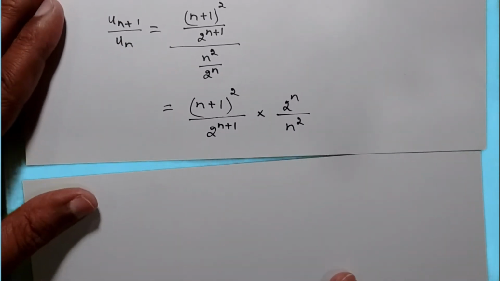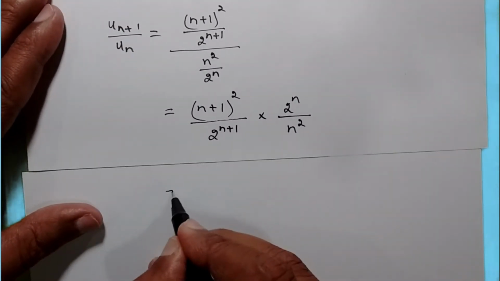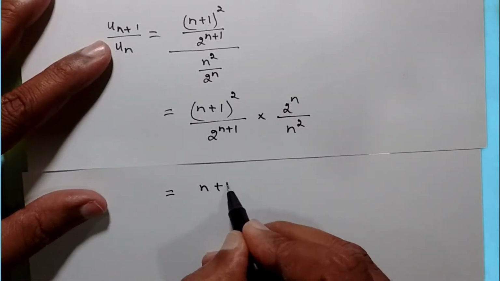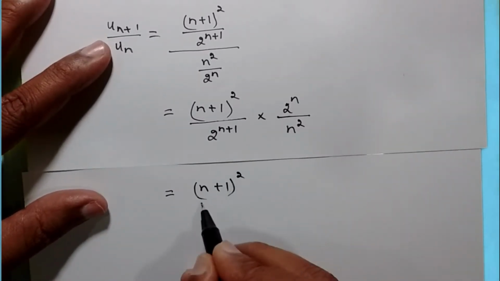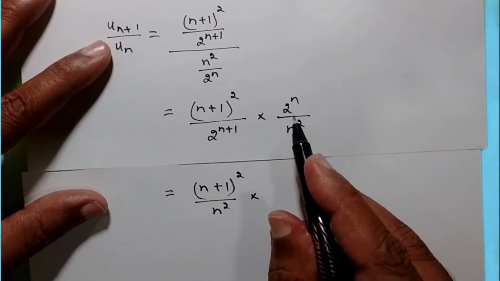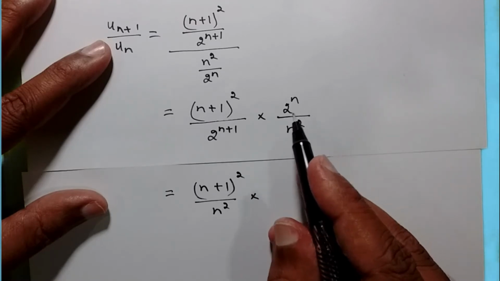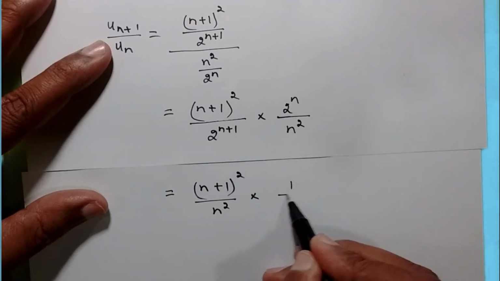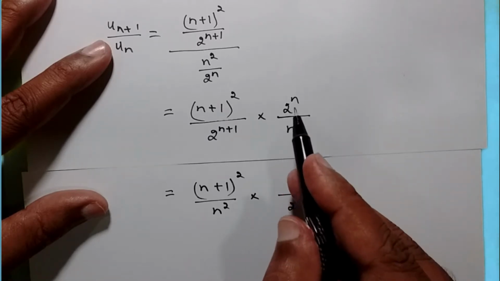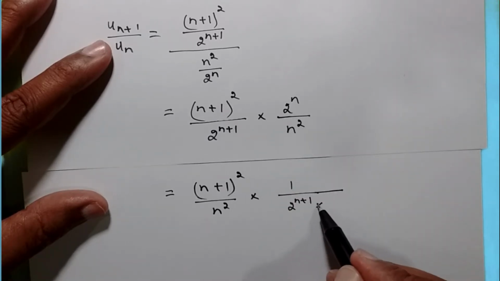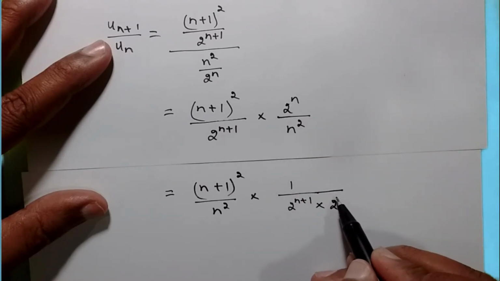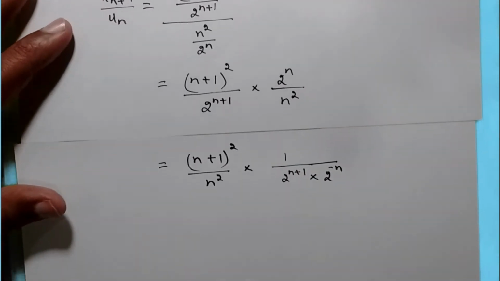This will be equal to (n plus 1) whole square divided by n square, into 2 power of n and 2 power of n plus 1. So 1 by 2 power of n plus 1 is a greater number here. I'll take this 2 power of n into the denominator, and because it is coming in the denominator, it becomes 2 power of minus n.